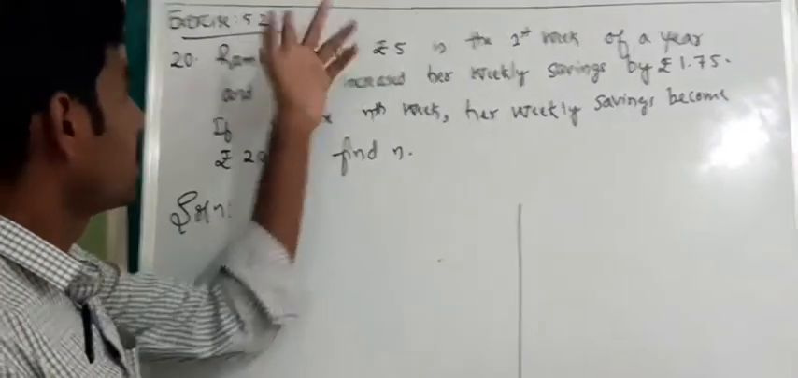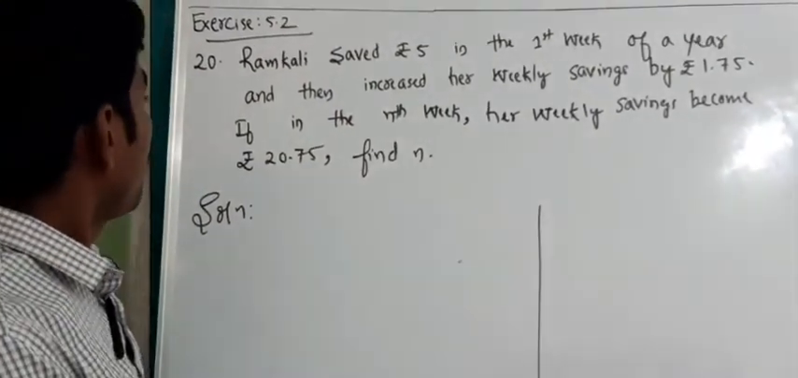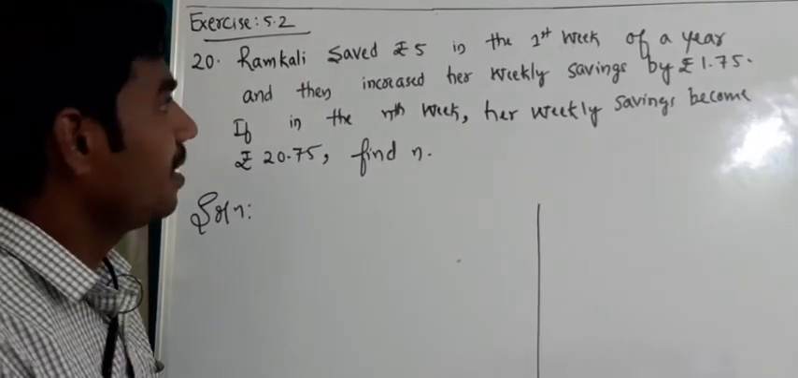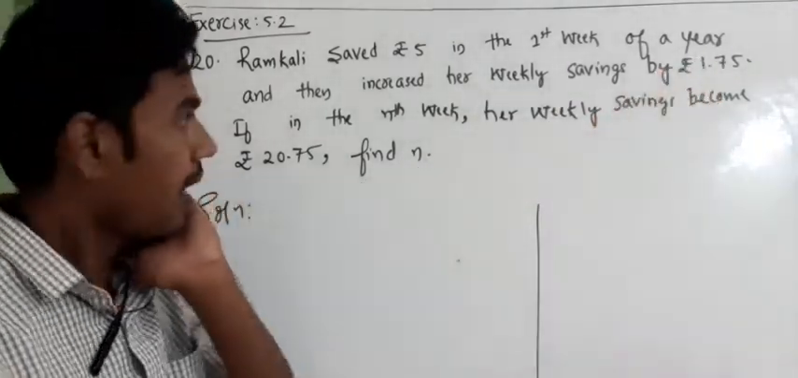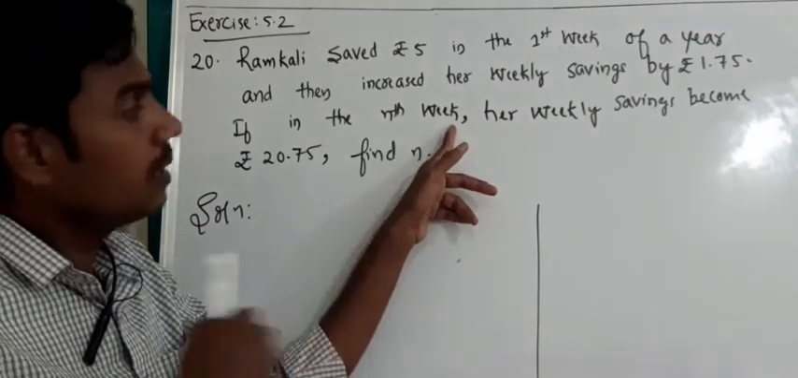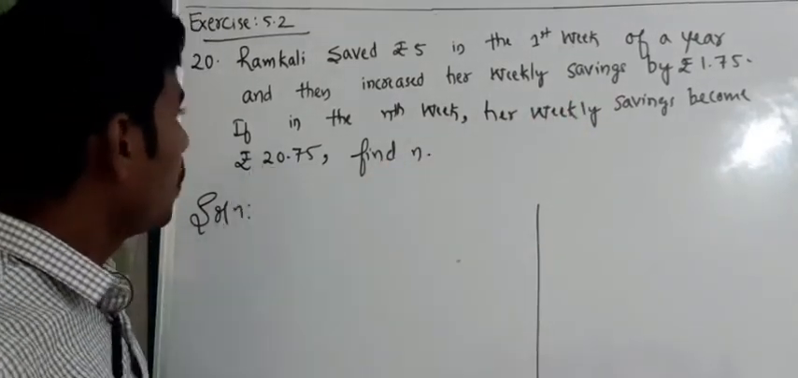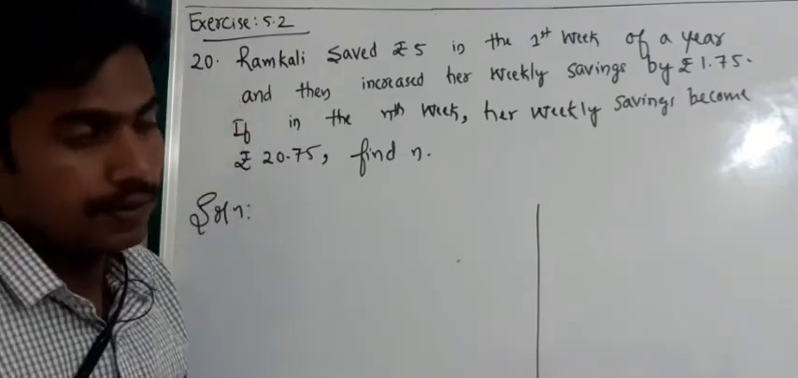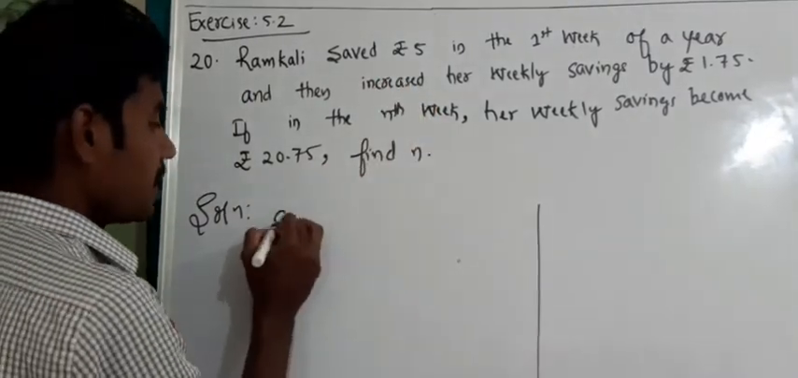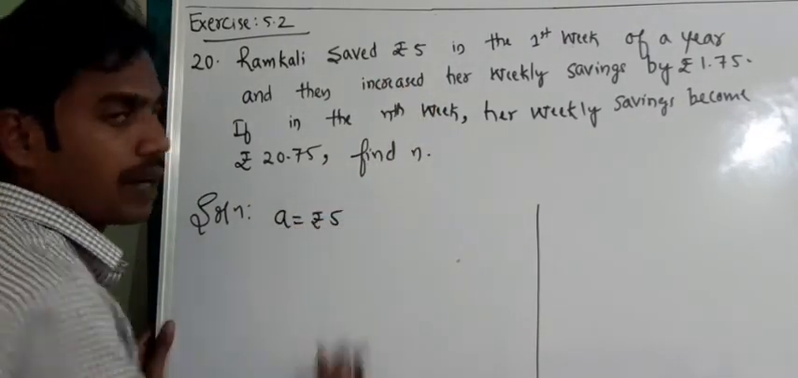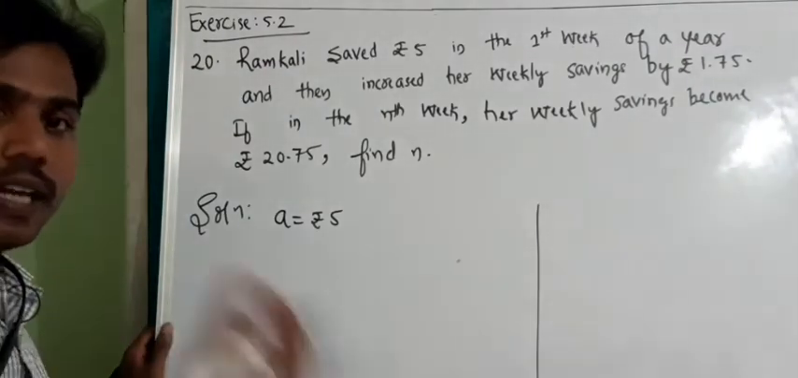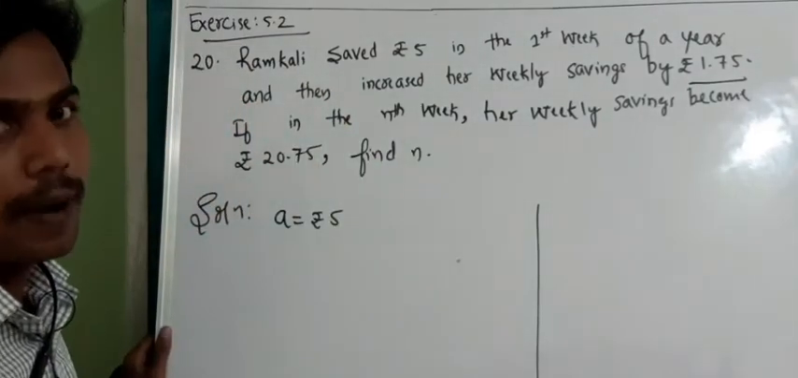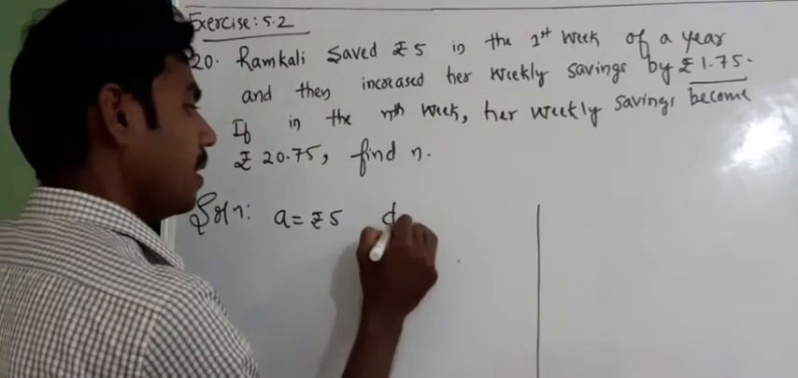So last question of this particular exercise. 20th question. Ramkali saved rupees 5 in the first week of a year and then increased her weekly saving by rupees 1.75. If in the nth week her weekly saving becomes rupees 20.75, find n. See what is given. Initially she started with rupees 5. We'll consider it as the first term, and every week she is increasing her saving by rupees 1.75. So it is D, rupees 1.75.